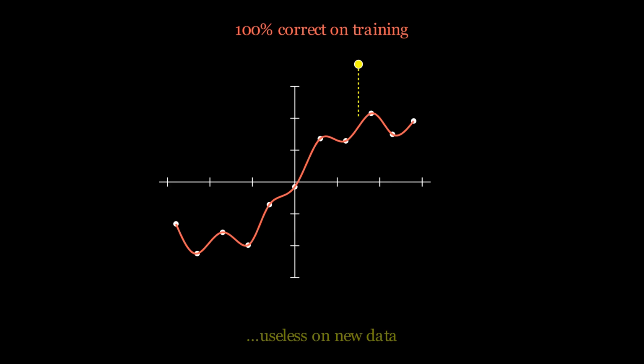That one shift, from fitting the past to predicting the future, is the whole reason we split our data into three piles: training, validation, and test. Let's see why. Let's ground it.